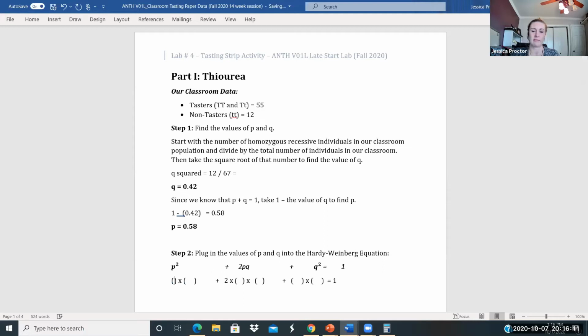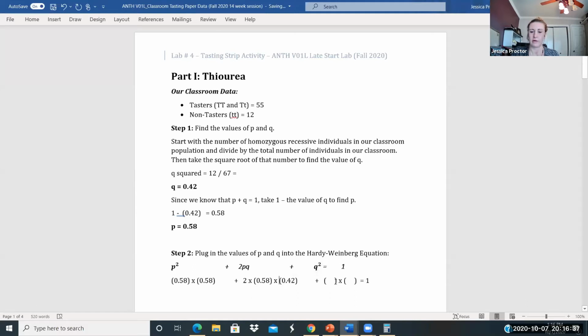So P squared is the same as P multiplied by P. So we're going to plug in the value of P, which is 0.58. And over here to the 2PQ, we see another P, so we're going to plug in the value of P. And then we see a Q, so we're going to plug in the value of Q, which is 0.42.